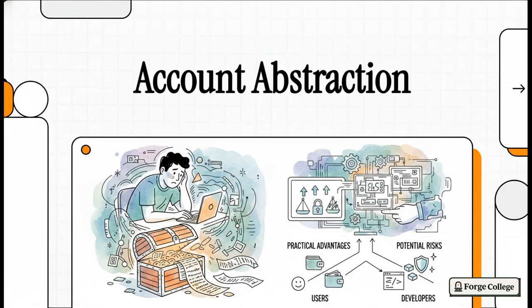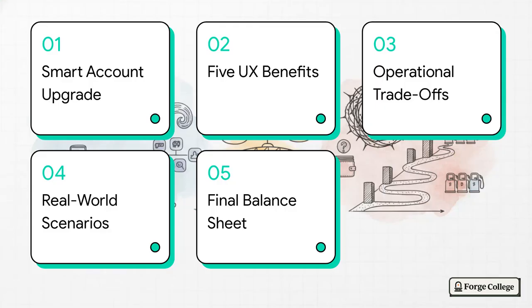But today, we're zooming out. We're going to look at what this actually means for everyday users and the developers building these systems. We'll be weighing the real-world perks against the operational risks so you can make highly informed design choices for your own protocols. Here is our engineering blueprint for today.